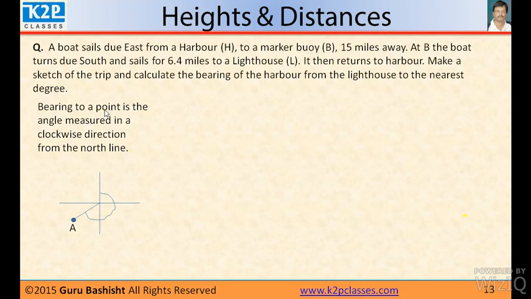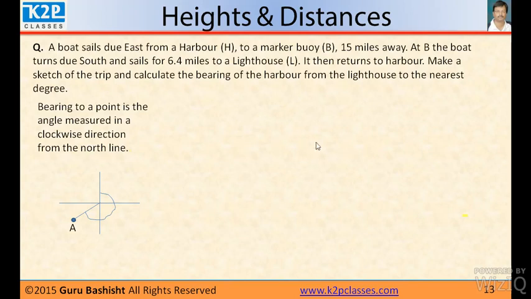Bearing to a point is the angle measured in a clockwise direction from the north line. What is north line? So this is the origin. So north is upward, south is here. So you have, and this is the point A. So just join the point with the origin, right? And from north line, go clockwise, and whatever angle this is, this angle is called bearing of line A. I hope you understand. Now let us solve the problem.